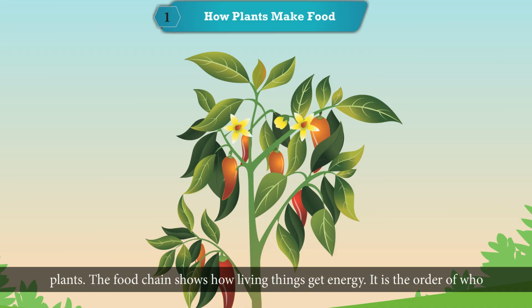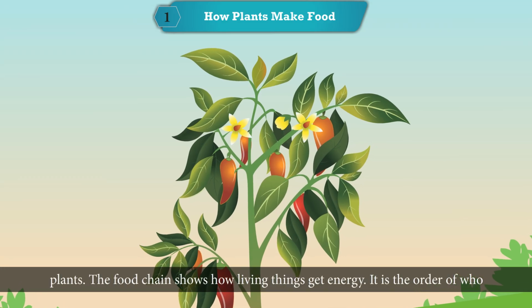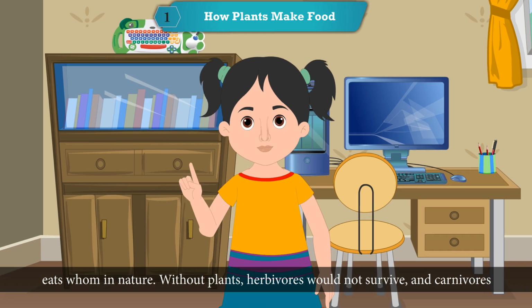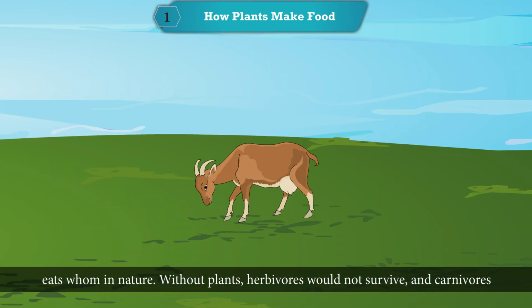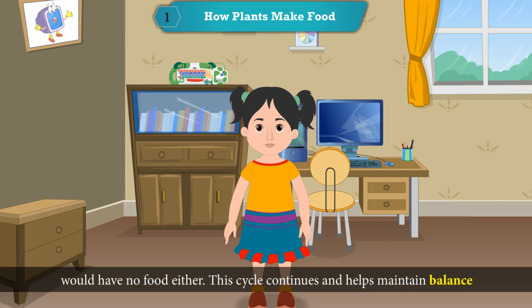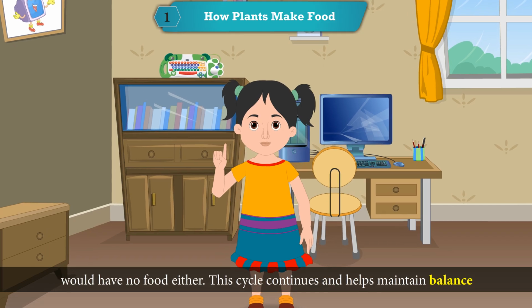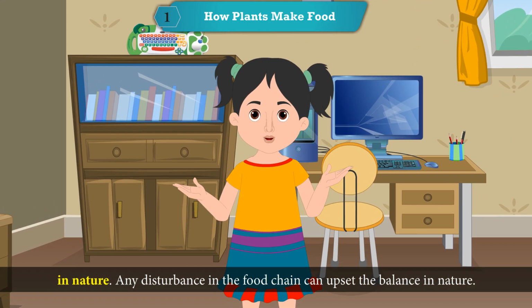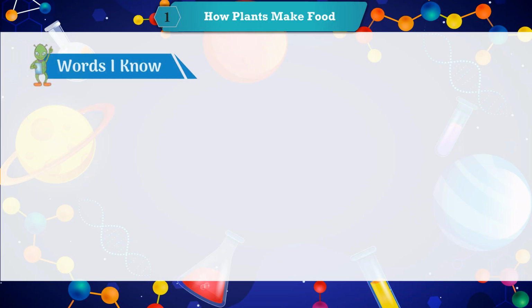A food chain begins with plants. The food chain shows how living things get energy. It is the order of who eats whom in nature. Without plants, herbivores would not survive, and carnivores would have no food either. This cycle continues and helps maintain balance in nature. Any disturbance in the food chain can upset the balance in nature.